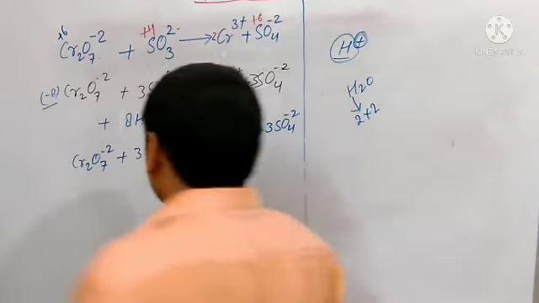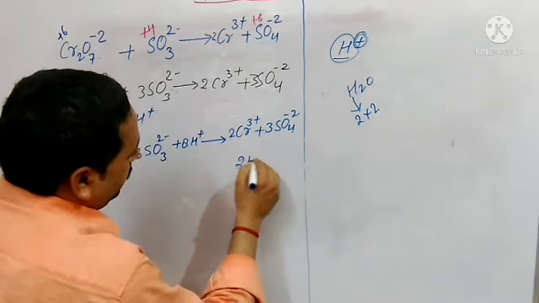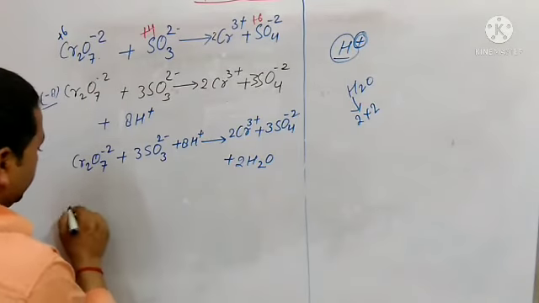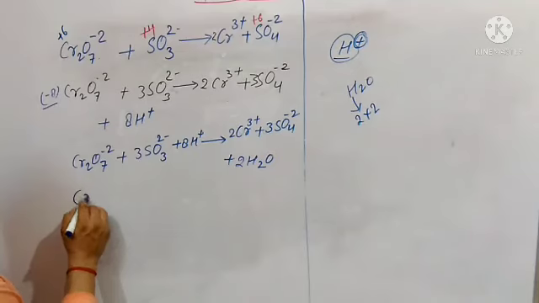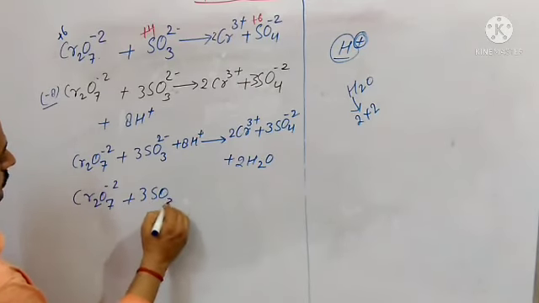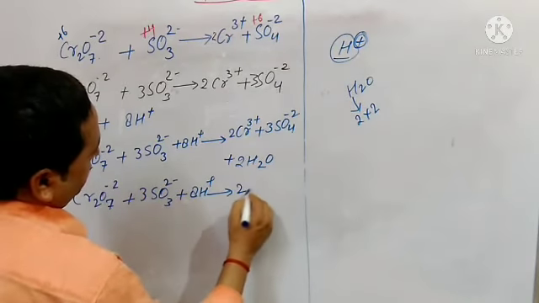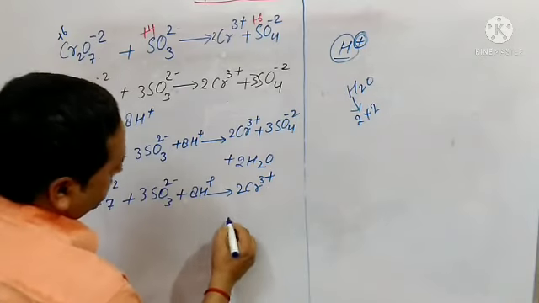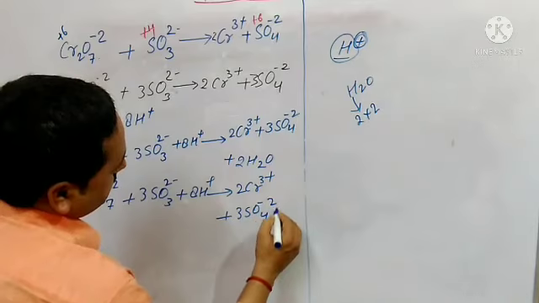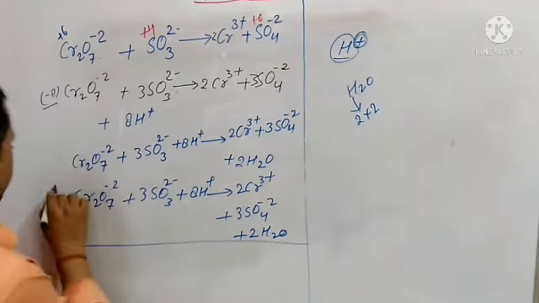Okay, so here what I will write? I will write here 2H2 and again I will write this equation here: Cr2O7 2 minus plus 3 H2S plus 8H plus gives 2 Cr 3 plus, here downside I am writing 3 S plus 7 H2O. This is the balanced equation.